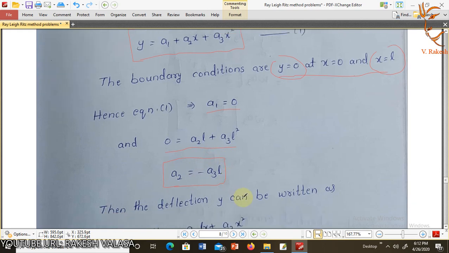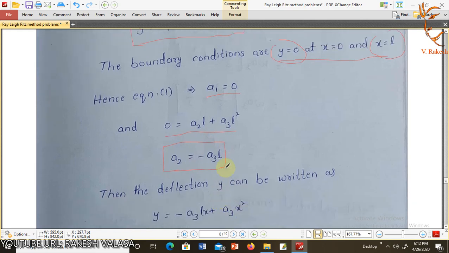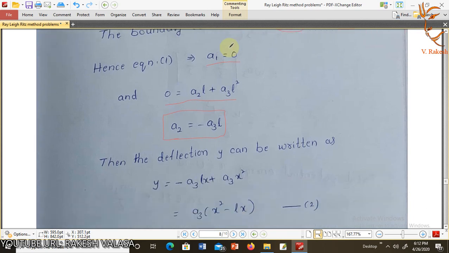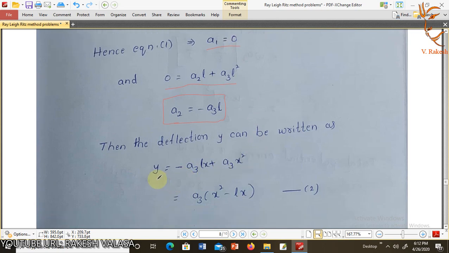Then the deflection y can be written by substituting these values in equation 1. We get y equals a1 (0) plus a2, which is minus a3L, x plus a3x square, that is y equals minus a3Lx plus a3x square. Take a3 as common: y equals a3 into x square minus Lx. This is equation number 2.